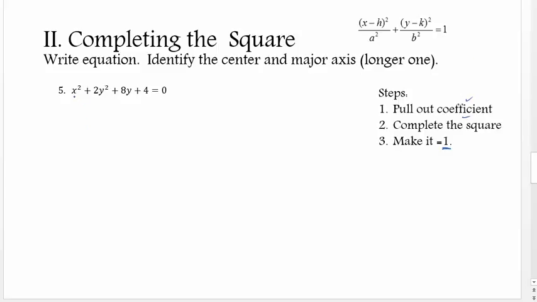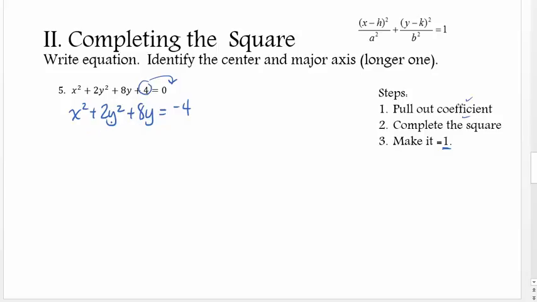So look at this equation. You have an x squared, a y squared, a y, and a constant. I want to move my constant over to the right side, so everything over here is either an x or a y. So I have x squared plus 2y squared plus 8y equals negative 4. All right, now I want to group these together.